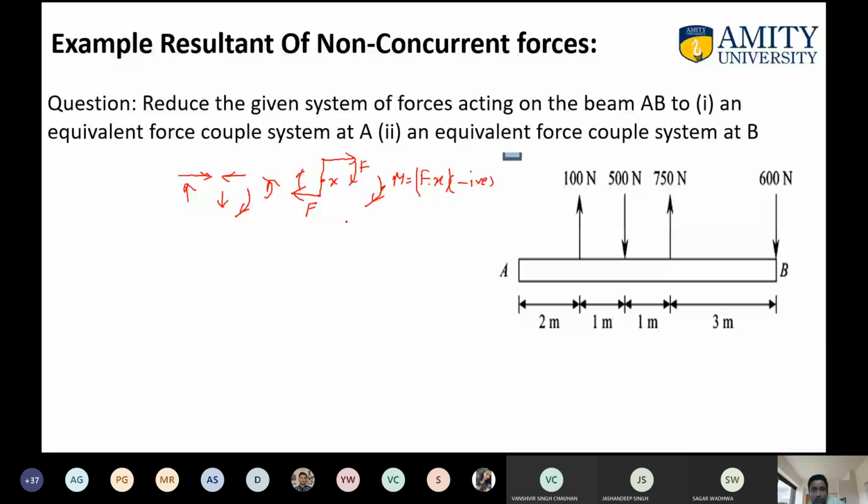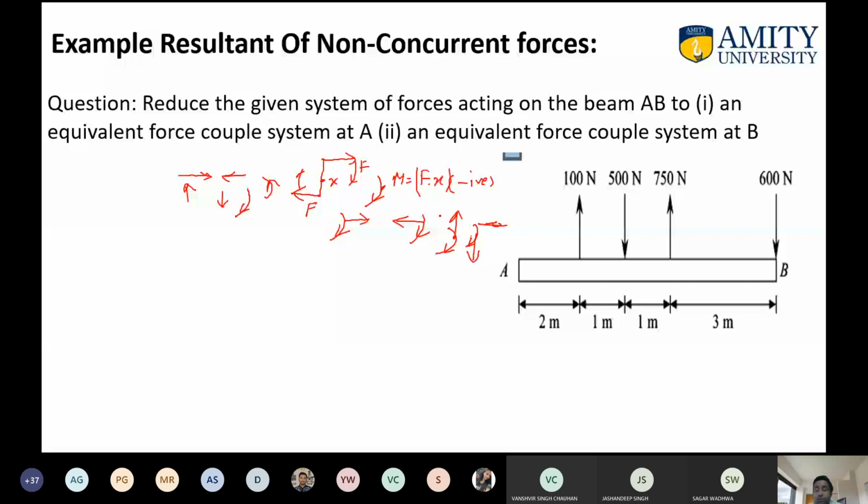This is the force couple system. We are just drawing the force, the direction of force, and plus a couple, whose movement can be clockwise or anti-clockwise. We have to say. So we have to convert this beam.